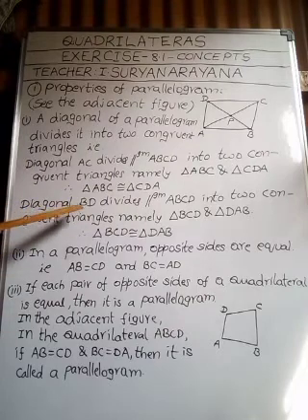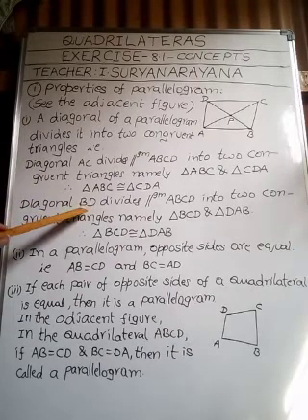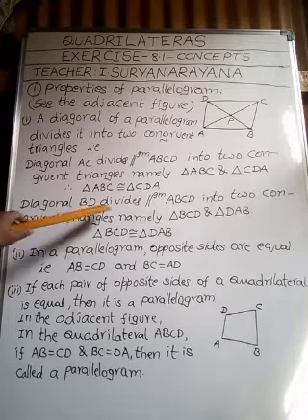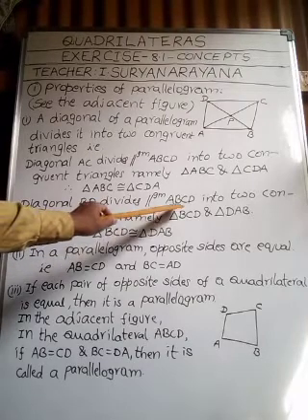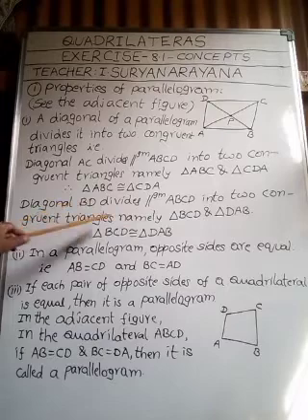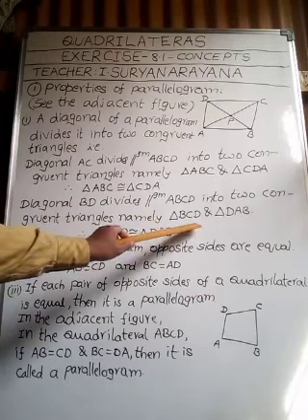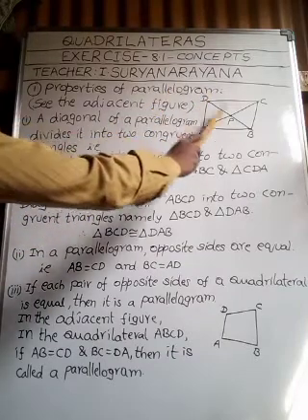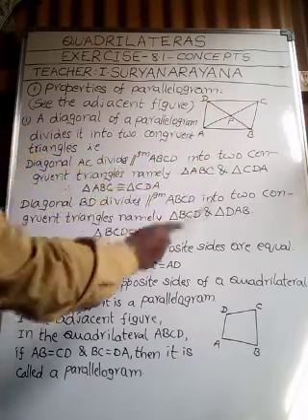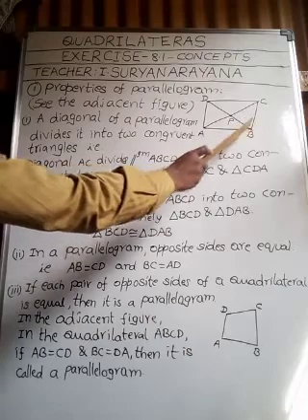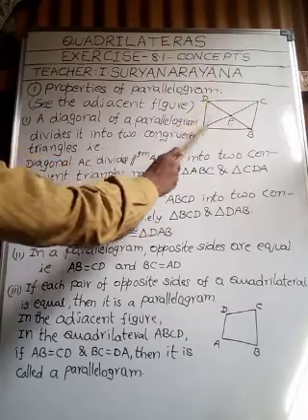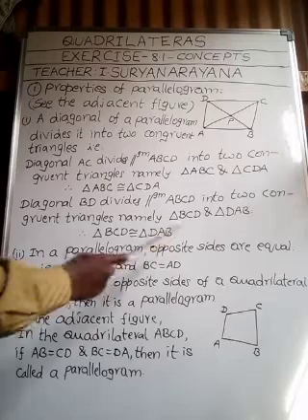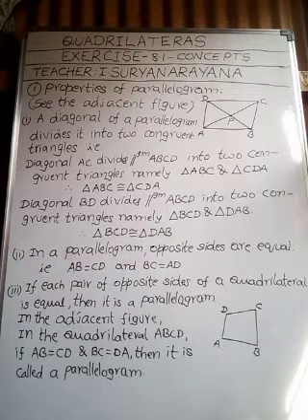Similarly, diagonal BD also divides the parallelogram ABCD into two congruent triangles, namely triangle BCD and triangle DAB. These two triangles are also congruent. Okay, my children, understood this point? Yes. Now come to the next property of a parallelogram.